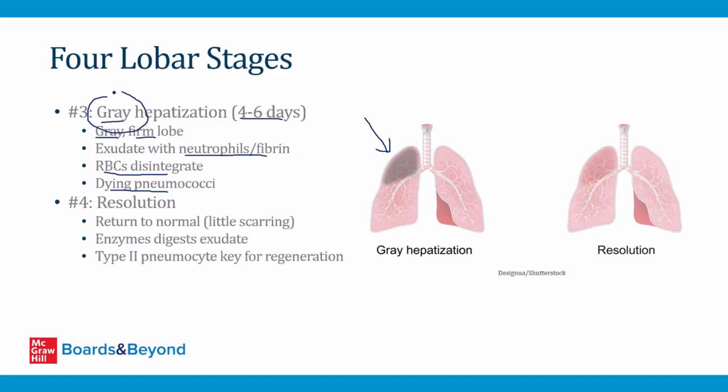And then the final stage, which occurs a week or more after infection, is called resolution. The lobe of the lung that was infected begins to return to normal. Typically, there's very little scarring. Enzymes coming from cells within the alveoli will digest the exudate.